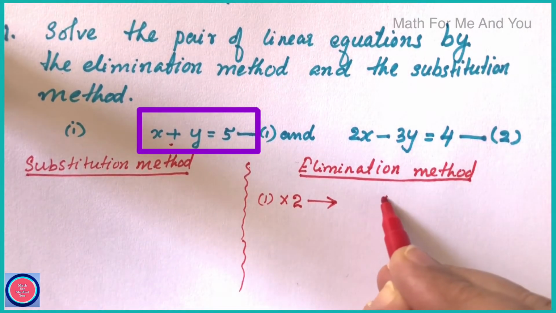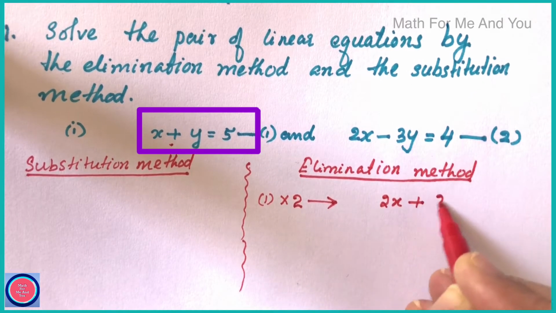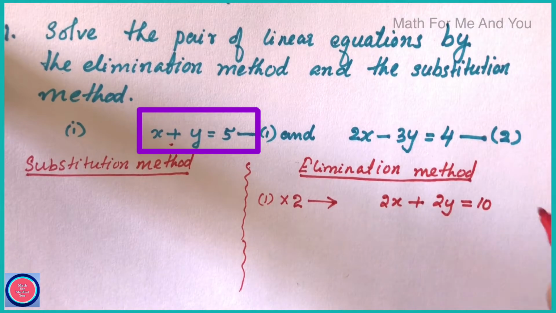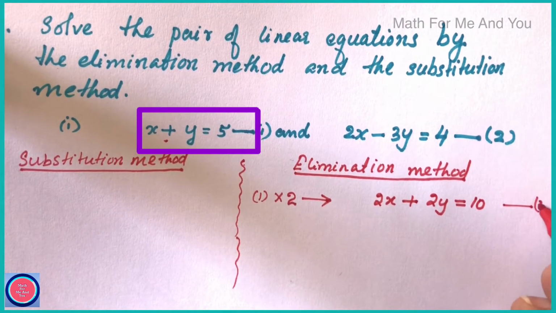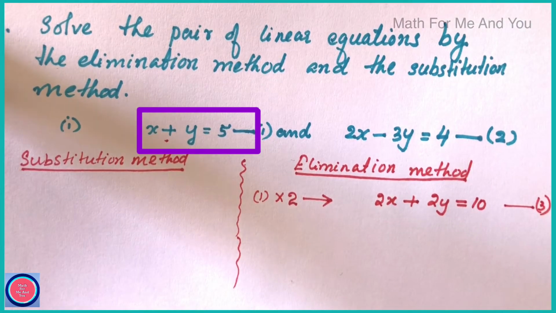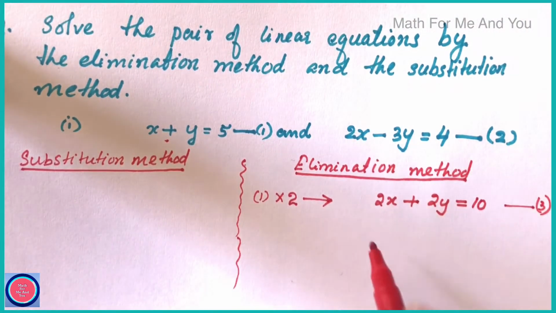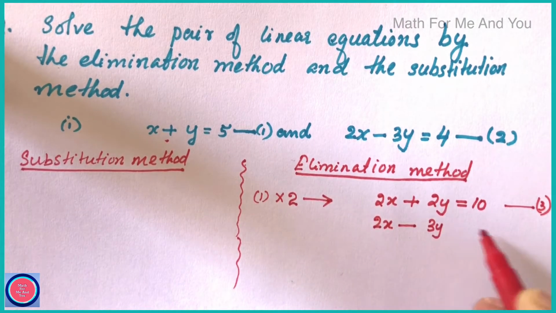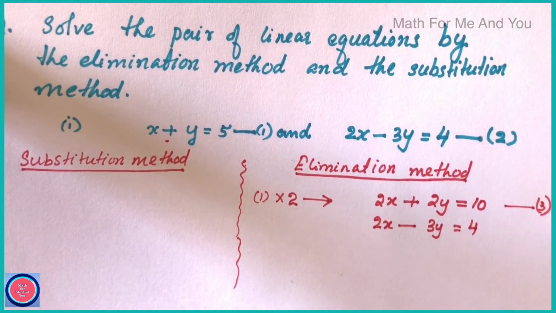But here I'm going to eliminate x. So what I'm going to do is, first equation I will multiply by 2. Then I will get the new equation as 2x plus 2y equals 10. And I'm going to eliminate x. See the second equation? It's with the same coefficient 2. So write that equation down: 2x minus 3y equals 4. And then we can see the x coefficients are the same now.